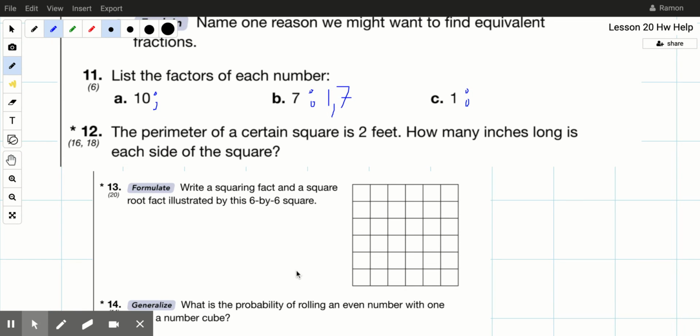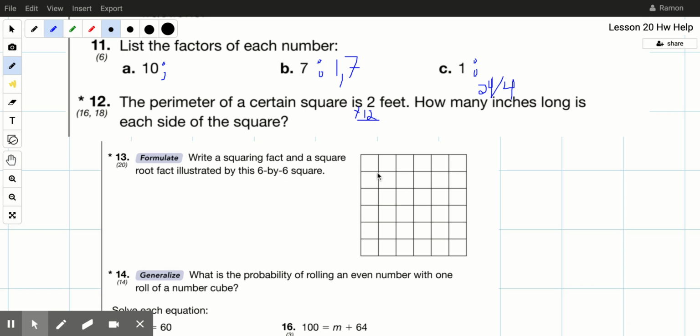12. The perimeter of a certain square is 2 feet. How many inches long is each side of the square? So we have to turn 2 feet to inches first. And we can do that by multiplying by 12 because there's 12 inches in a foot. So now that you have 24 inches and it's a square, we have to split up evenly between the 4 sides of the square. And then your task is to just divide and simplify.